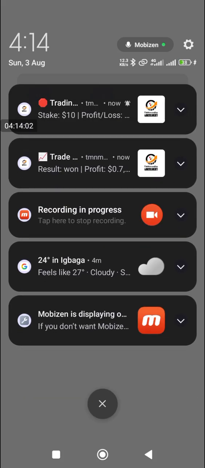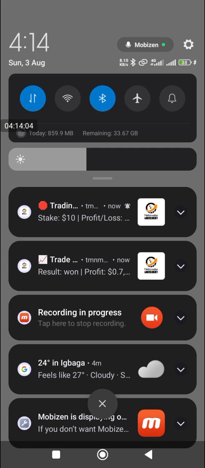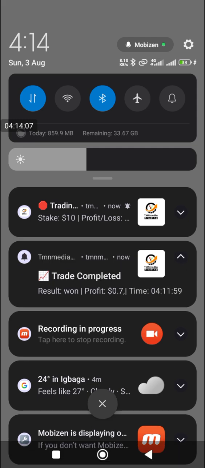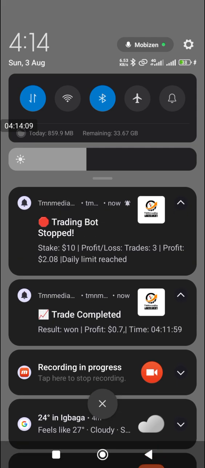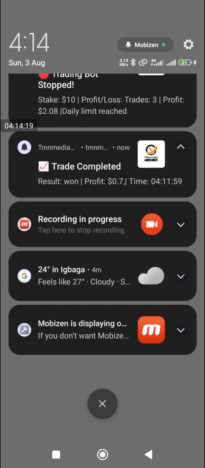And remember, oh, it has removed the notification. I started, it's not up to 1 hour. It's not even up to 40 minutes. Okay, it's now up to 40 minutes. So the bot has stopped. Once it gets to its limit, its target, it stops immediately.